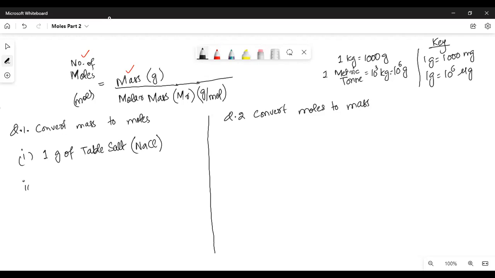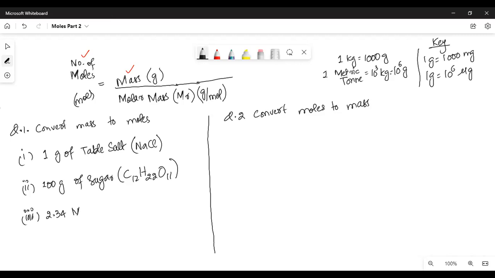Okay, question number two. Let's say you have 100 grams of sugar that we eat every day, and the sugar that we eat every day has the formula C12H22O11. Big formula, right? A little bit of calculation is definitely required for it. Question number three, let's move on.